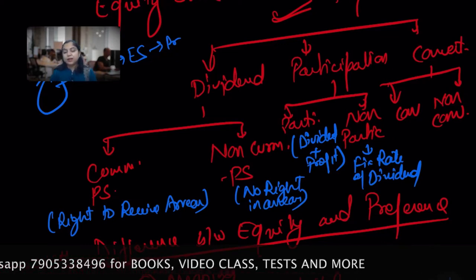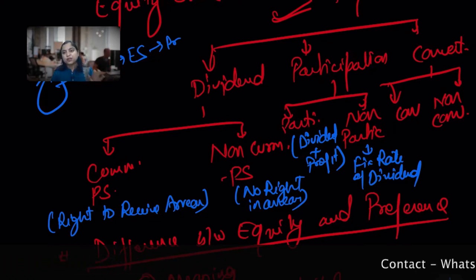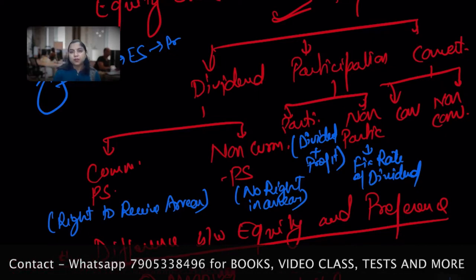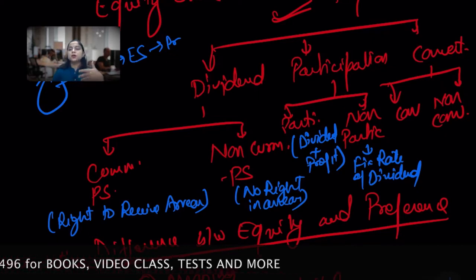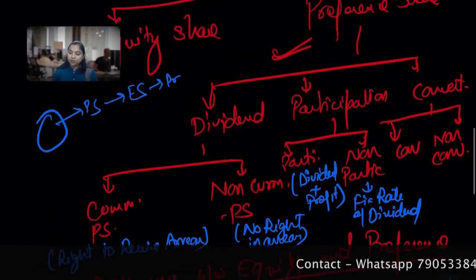Last is convertible and non-convertible. Convertible preference shares are those where they are given an option to convert into equity shares. However, in case of non-convertible preference shareholders, they do not have any right, nor are they given any option to convert into equity shares. So I hope this much is clear.